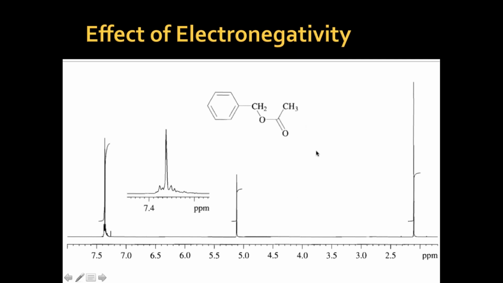So remember one thing: if you have an electron withdrawing group, your peaks will shift downfield, towards a higher value, a bigger number. If you have an electron releasing group, your peaks will shift towards a lower number, right?